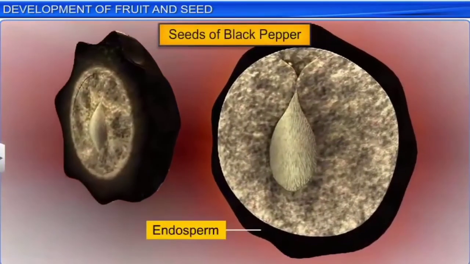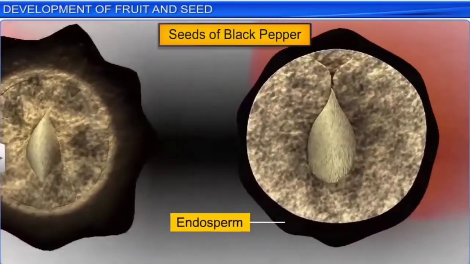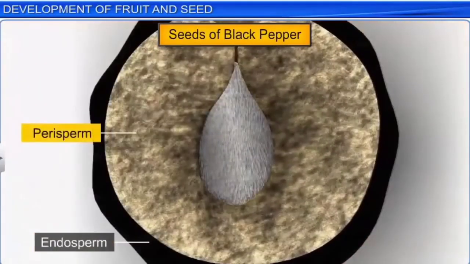Sometimes, in addition to the endosperm, seeds also contain remnants of the nucellus called the perisperm that also stores food material. Such seeds are called perispermic seeds. Black pepper is a common example of a perispermic seed.